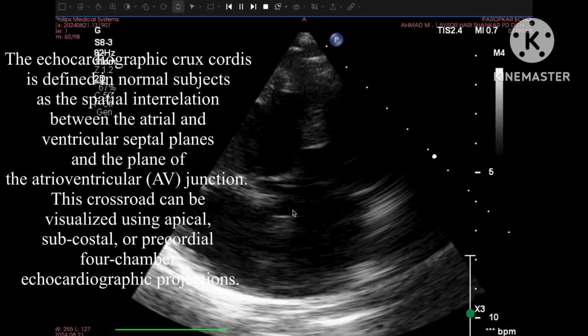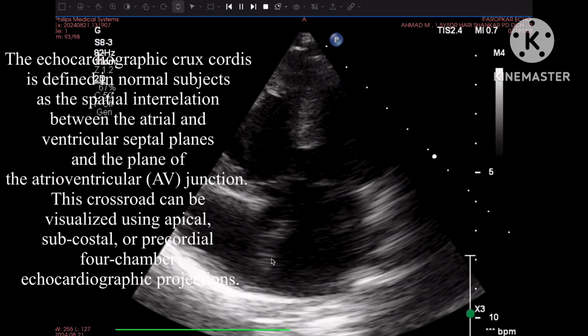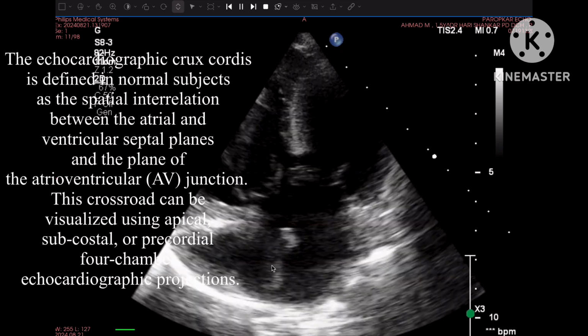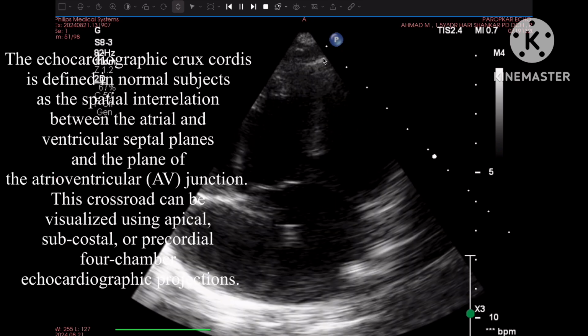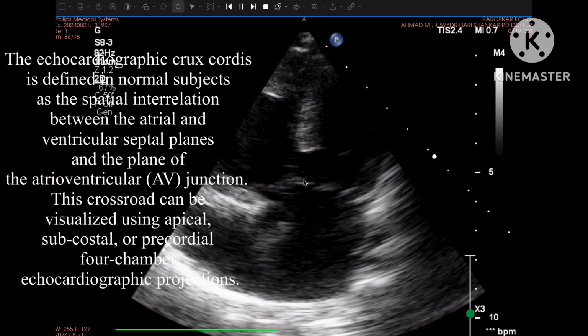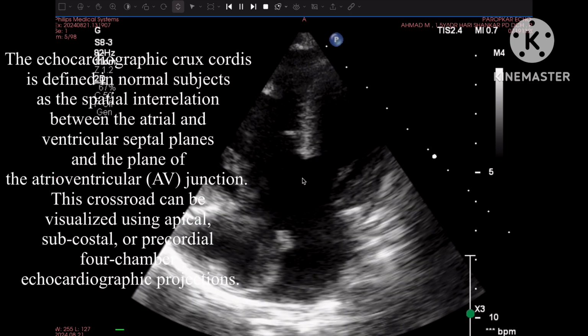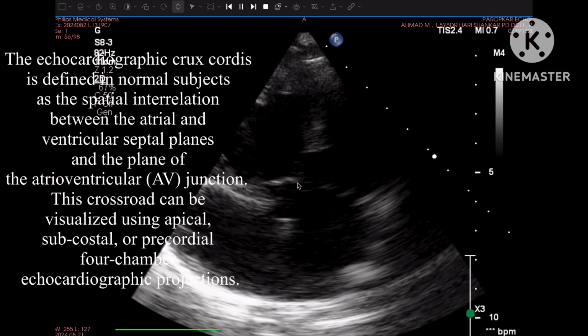Again, this is apical 4-chamber view. This is ostium primum ASD. Similarly, this is interatrial septum, then ASD, then common AV valve. This is interventricular septum, VSD, and common AV valve. Both valves are coming from the same level, because it is common, so it has to come from the same level.